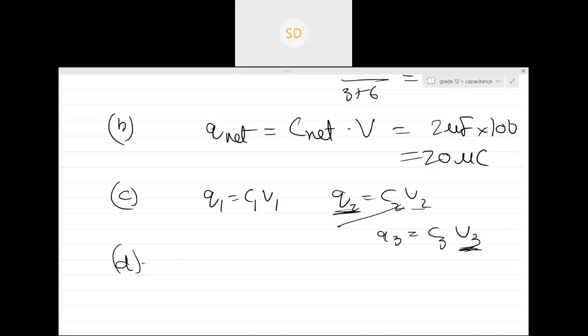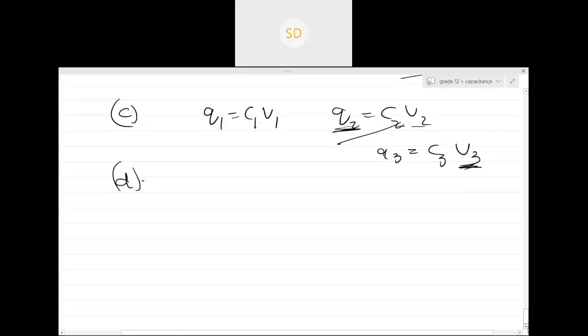Okay guys, find out the net capacitance. Or shall I give you one of this type of question?